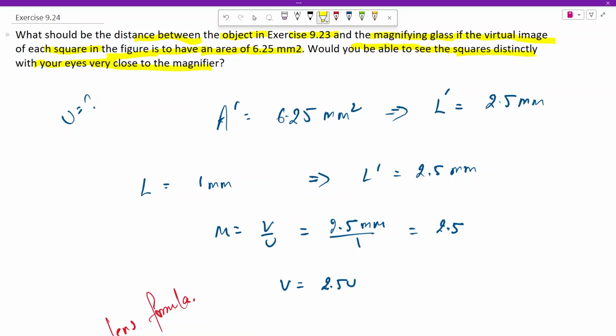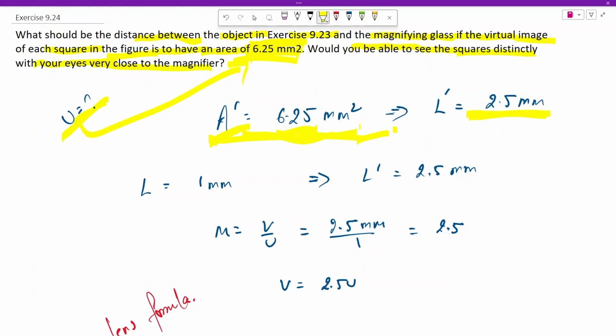So we have been given the desired area of a square, and we have to find out the object position for the desired surface area. So we can say that A dash is 6.25 millimeter square, where A dash represents the area of the image. So we can deduce from this the length of each square. So length would be the square root of this area, which will give us 2.5 millimeter.